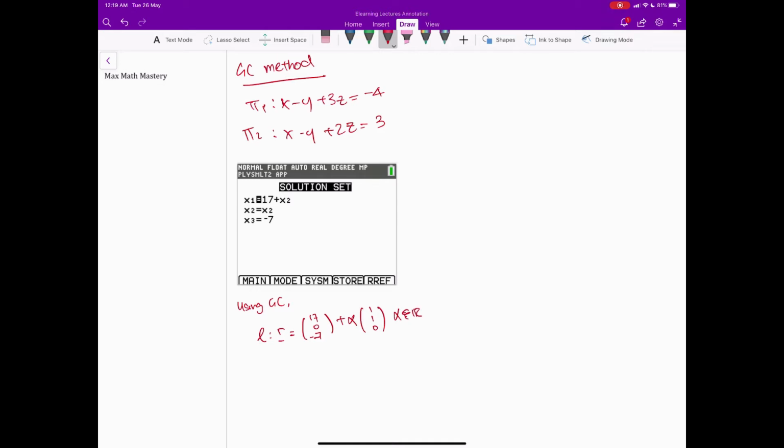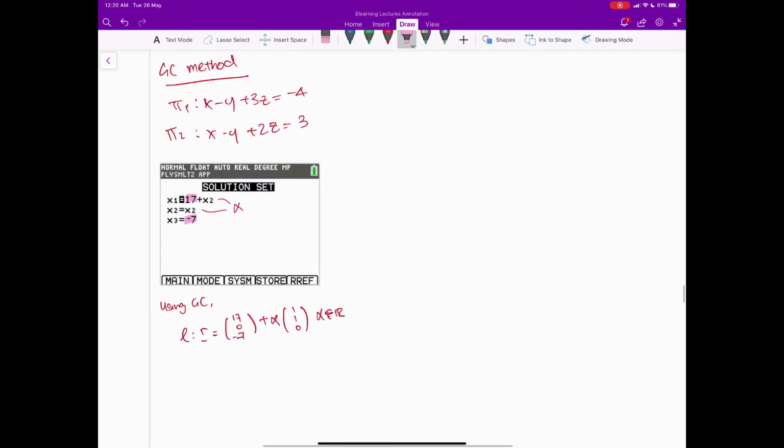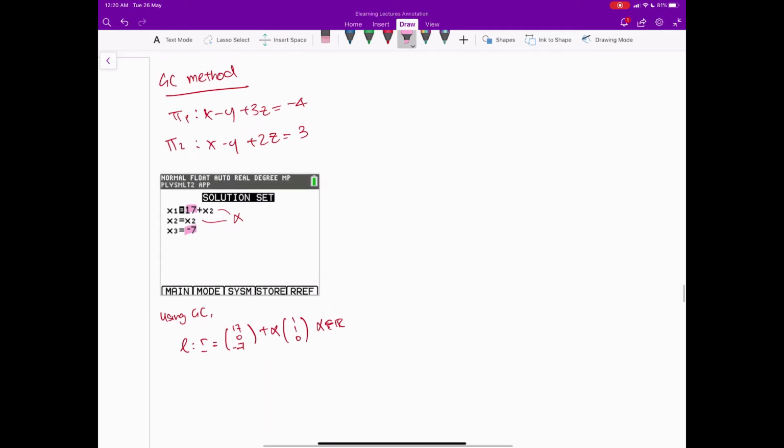How do I actually do this? Very simple. You can take x2 as your alpha. Then the point over here, (17, 0, -7), obviously x2 there has no value, so you can take this as the point on the line. So using GC, you can immediately find your line of intersection very easily. The GC method is very straightforward. Generally it's about 1 to 2 marks. You should be able to find the line of intersection.